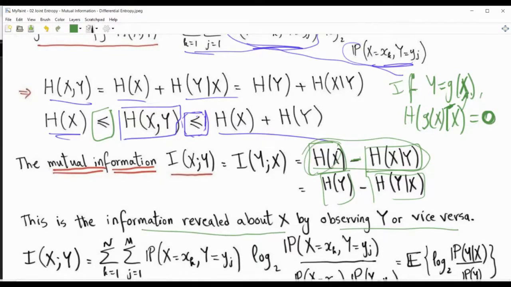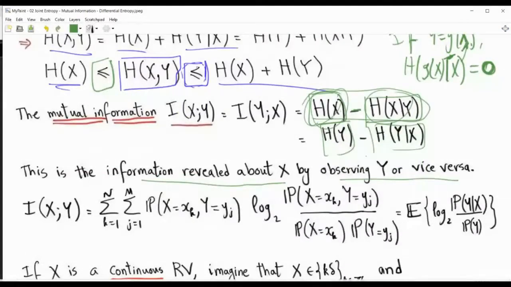by observing y. And you can see that if x and y are independent, then h of x given y is h of x, and the difference will be 0, which means that there is no information revealed about x by observing y if x and y happen to be independent. Again, each of those has a definition in terms of a summation and the PMFs, and you can plug in the expression, and this is the expression for the mutual information. It's a double sum, and here you have the joint PMF, here you have the joint PMF, and here you have the PMF of x, here you have the PMF of y.